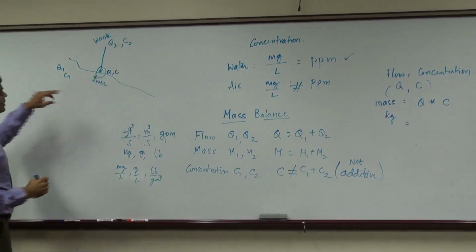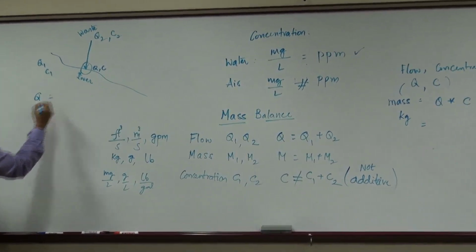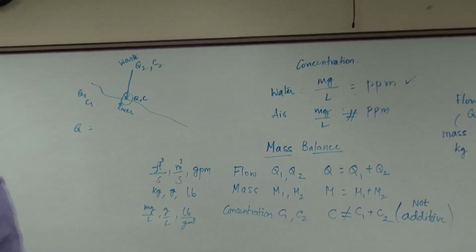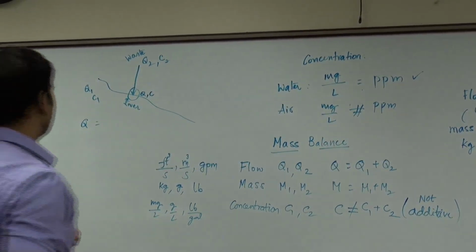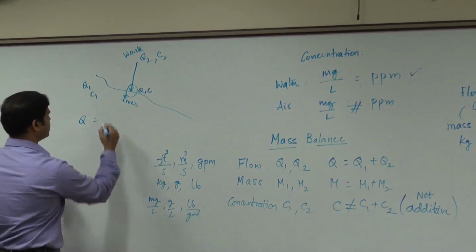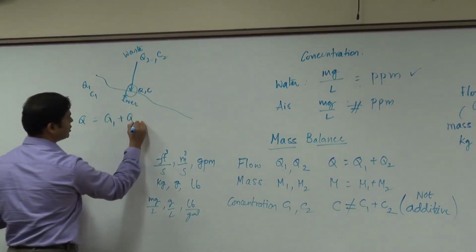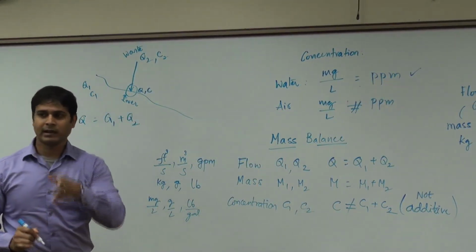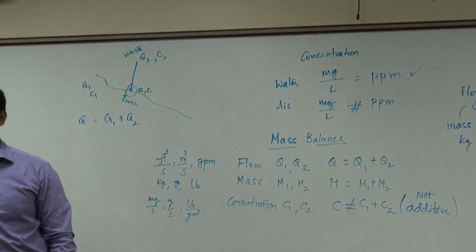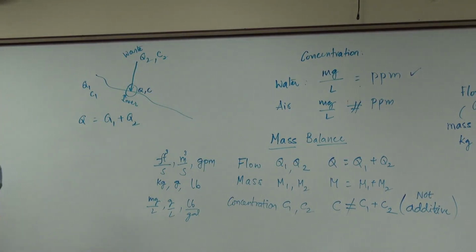So what's the Q at this point? How can I get Q at that point? So it is okay to add Q1 and Q2, right? Q1 plus Q2, because Q1 and Q2 are additive. And then I cannot do that for concentration. It's not true for concentration. So then what do I do?